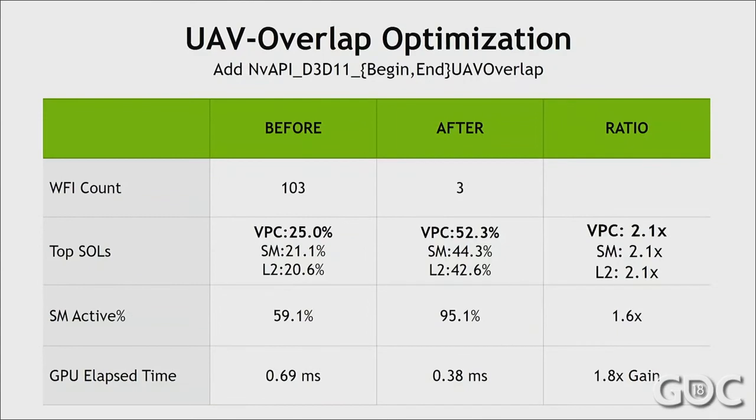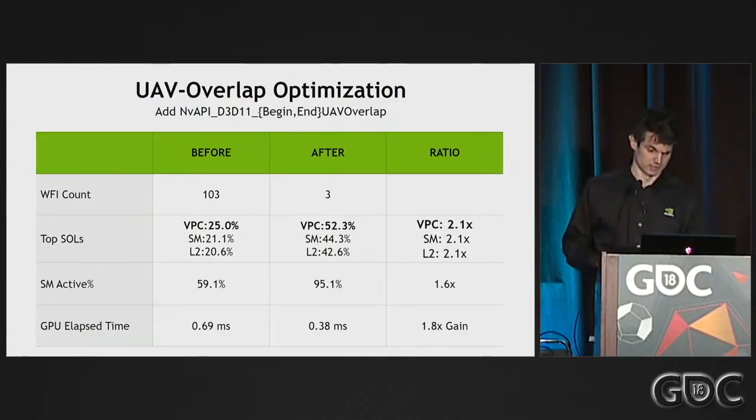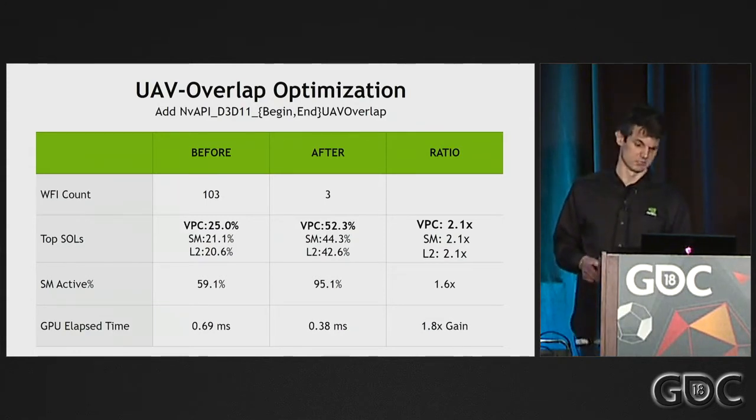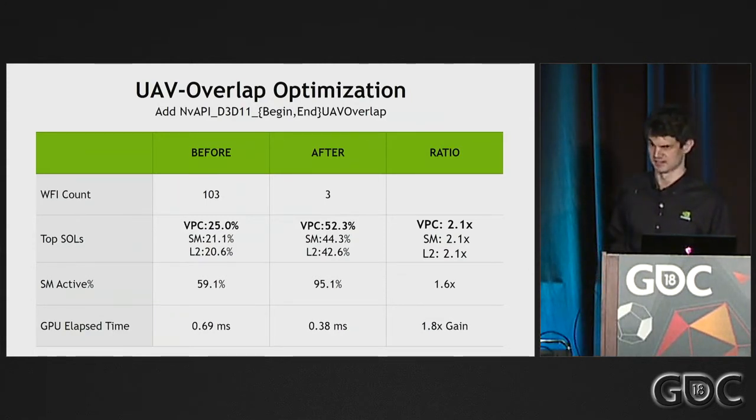The result is that the wait for idle count goes down from 103 to 3, and the top SOL goes from 25 to 52%. The SM active goes to 95.1%, and the GPU elapsed time gets a 1.8x gain.